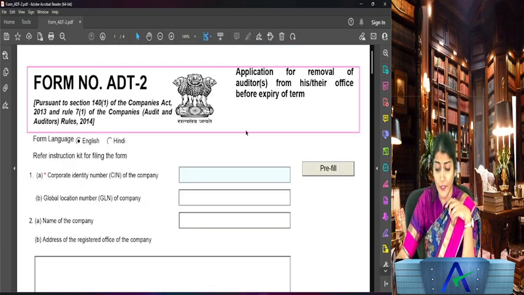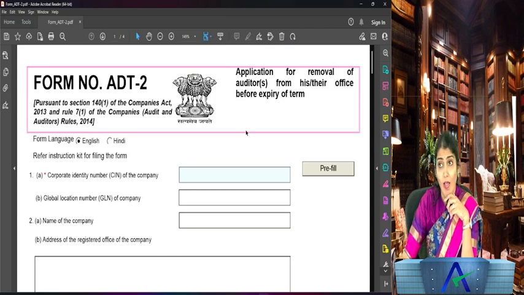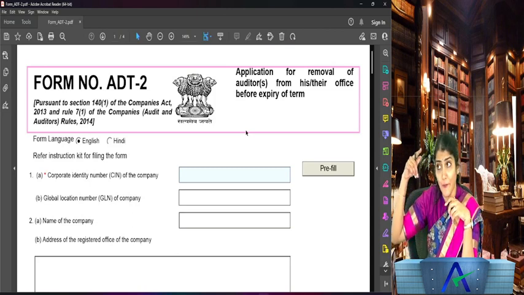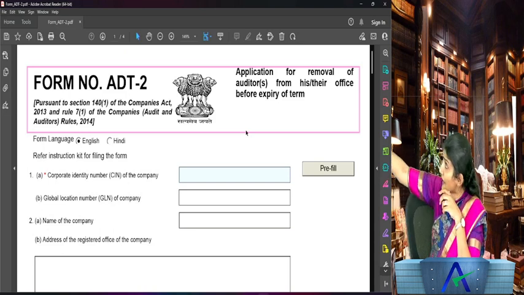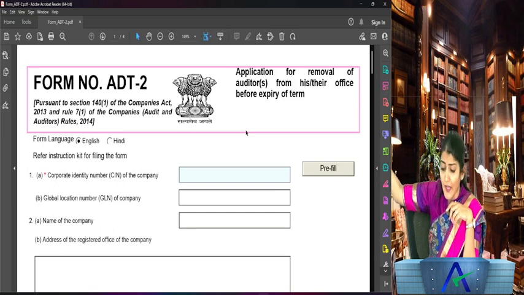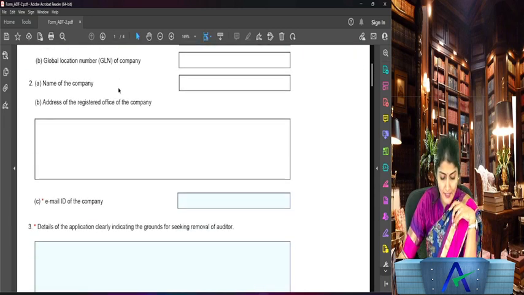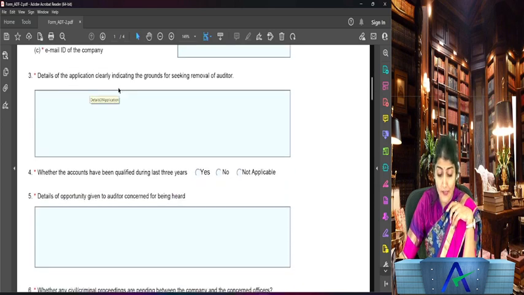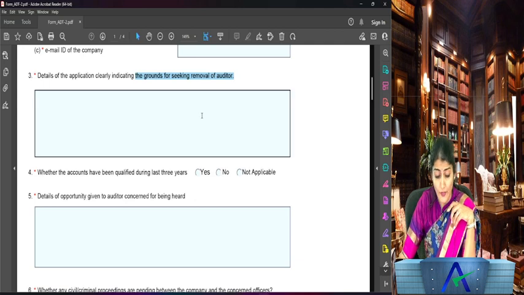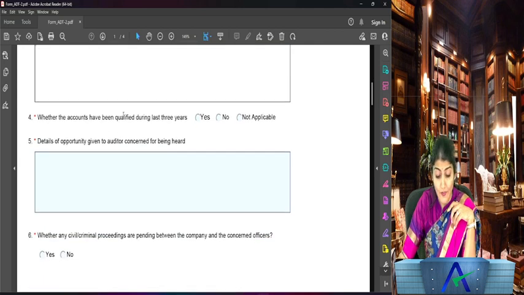Right. Then ADT 2, which the company has to file with the central government for the removal of the auditor before the expiry of the term. Are you seeing application for removal of auditor from their office before the expiry of his term? So again, the identity number, name of the company, details of the application clearly indicating the grounds for seeking the removal of the auditor, whether accounts have been qualified.